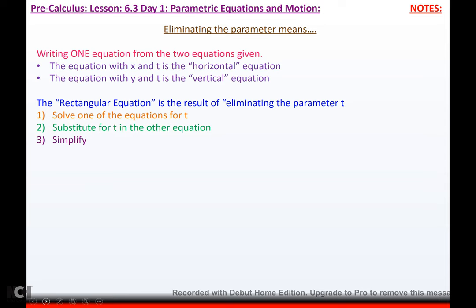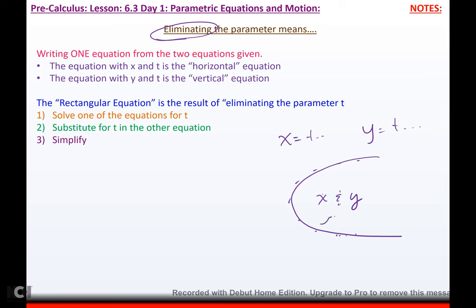So I was alluding before to how we were going to try and find the equation. When we were doing that parameter, with the x direction and the y direction, we ended up with that parabola that looked like this. What eliminating the parameter means is that instead of taking the x equation in terms of t and the y equation in terms of t, we want the equation of the path it follows, in terms of x and y, which is what we call a rectangular equation. It's the result of eliminating the parameter t. And algebraically, it's very simple. You just solve one of your equations for t, substitute that into the other equation, simplify it, and you're done.